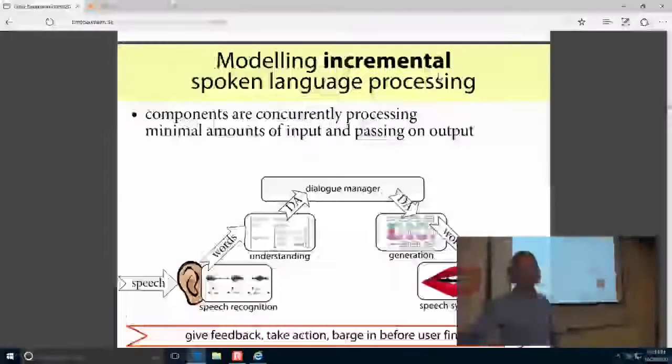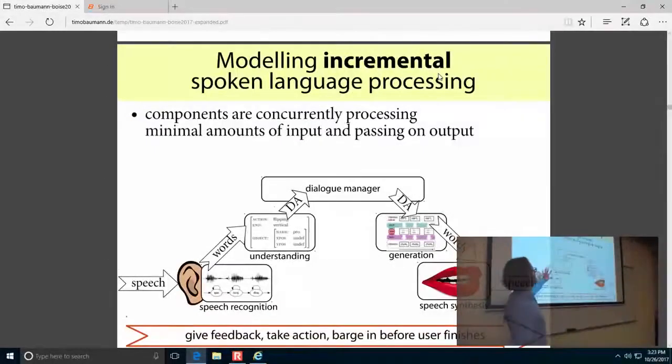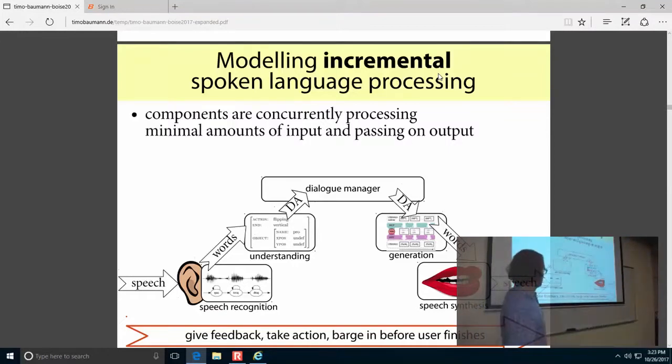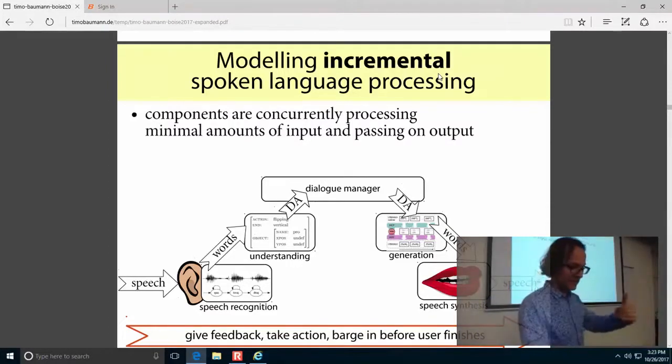So in an incremental system, we have all these individual modules that are able to output something, partial hypotheses we call them, based on partial input. And that way we can give feedback while we're still listening. We can take actions, like book the flight already, or we can barge in on the user before they're done. Because that way we are very close to the present, and how we act.